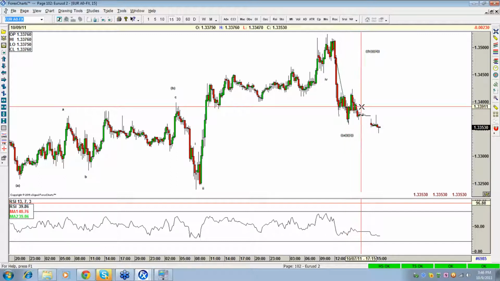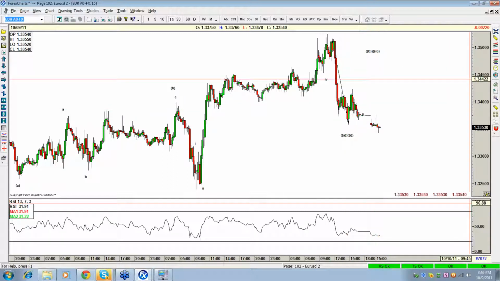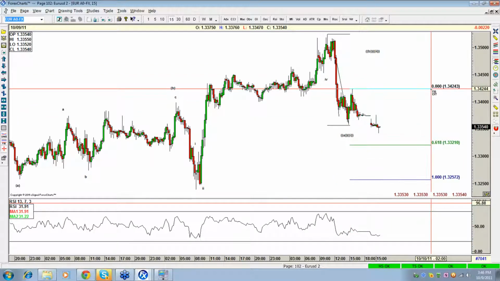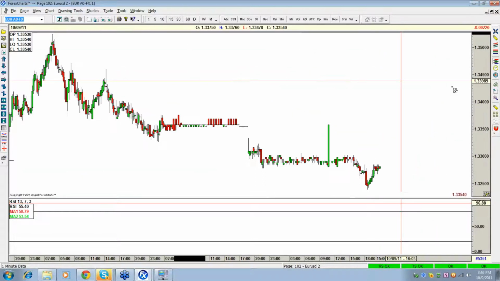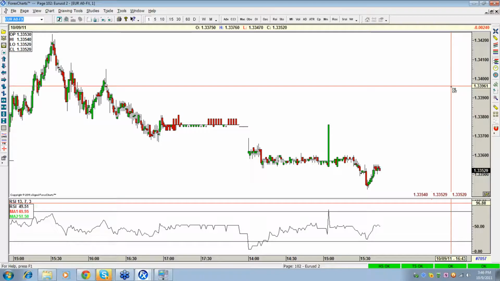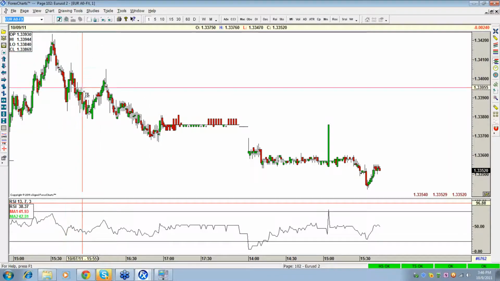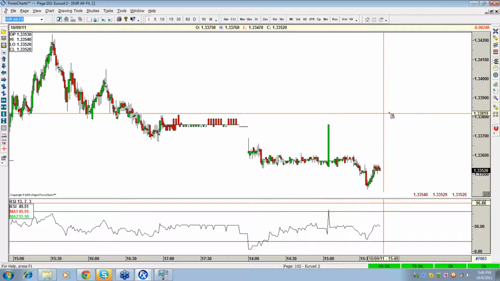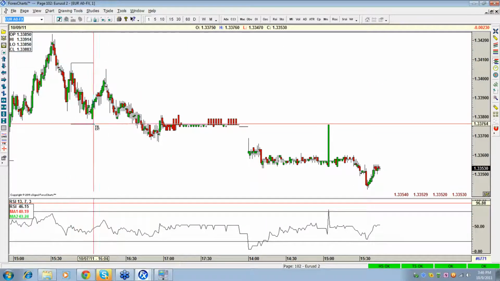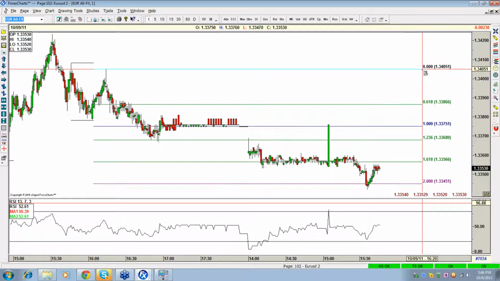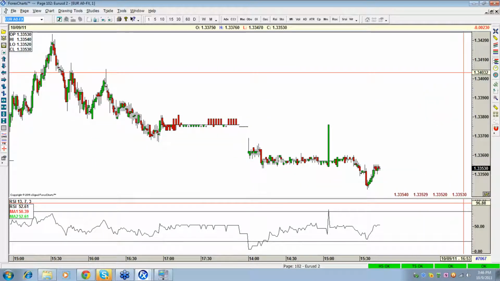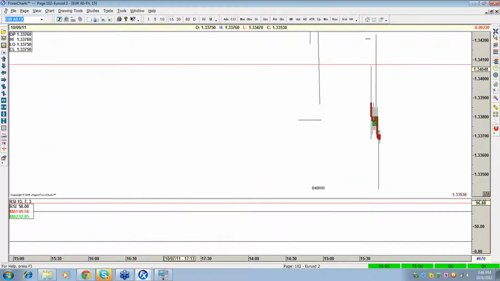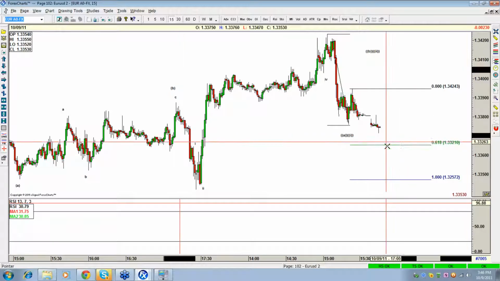With 32.27, it's not giving me the divergence. That's not nice. From here, I did 1, 2, 1, 2, 3, 4. Looks like I got one more. Looks like it's looking for the 32, 33.20 area.